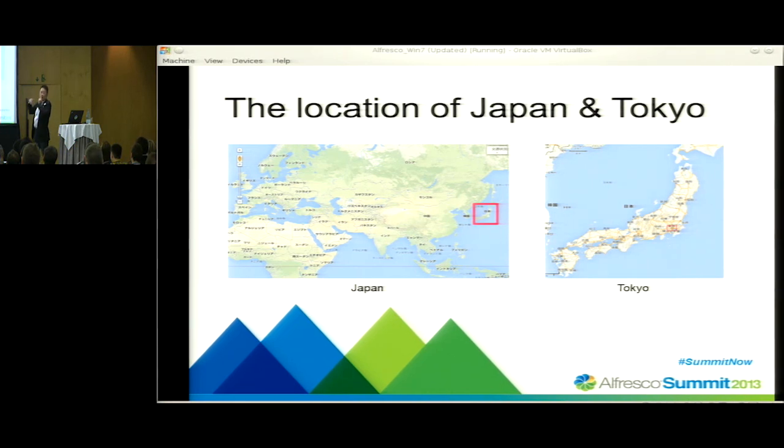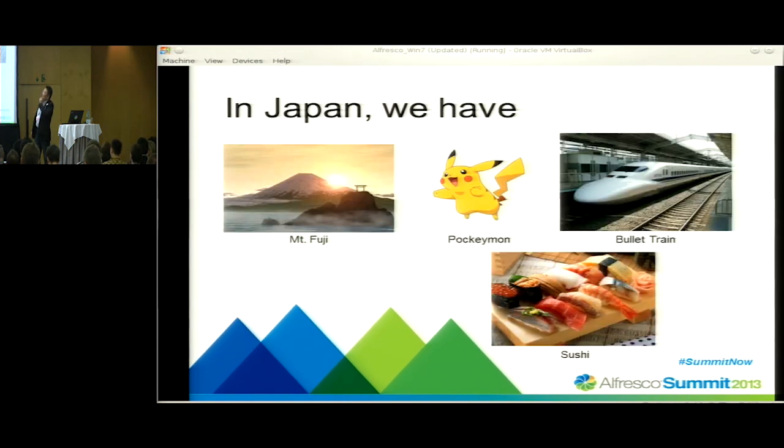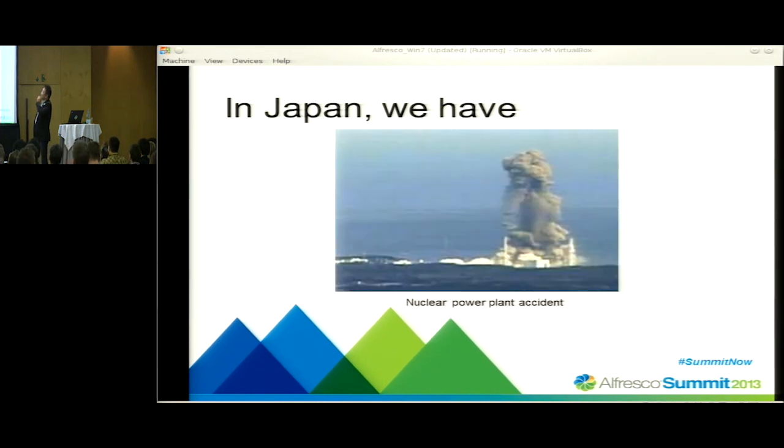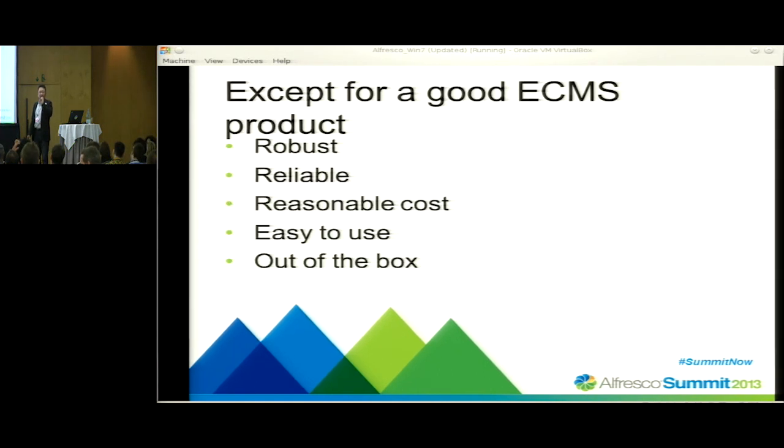Before starting, I want you to review your geographic knowledge. Did you know Japan is located just like this? In Japan, we have almost everything, such as Mount Fuji, Pokemon, Bullet Train, and great foods, sushi. And we have many natural disasters, as well as the worst nuclear power plant accident. Our government should have used Alfresco to manage documents.